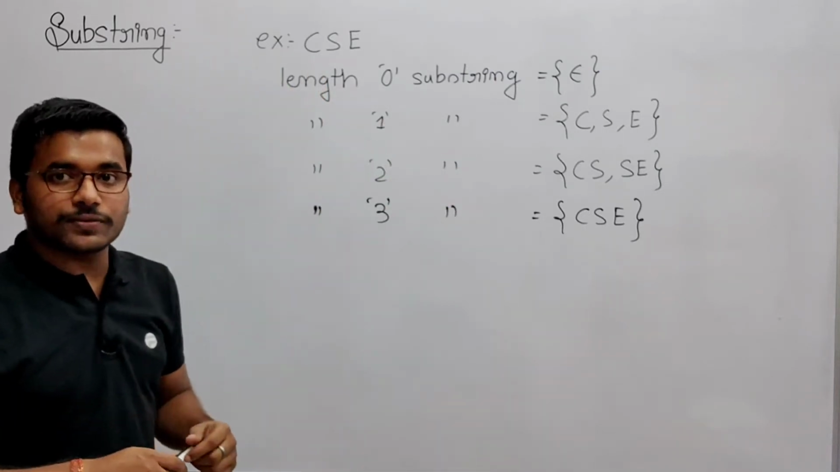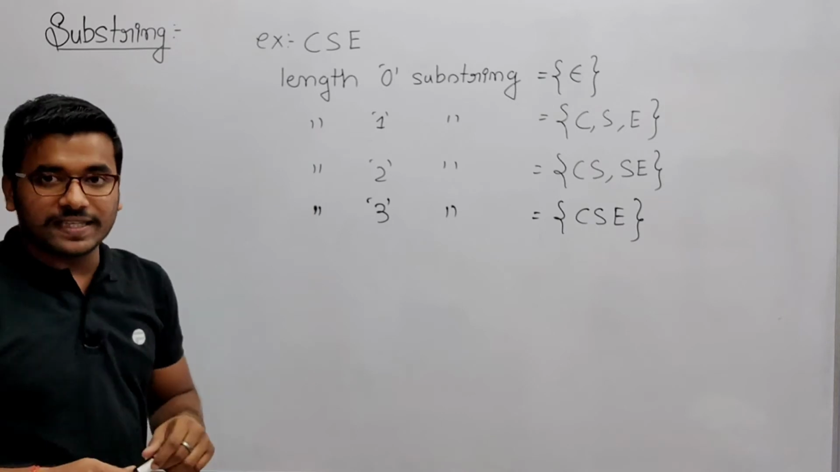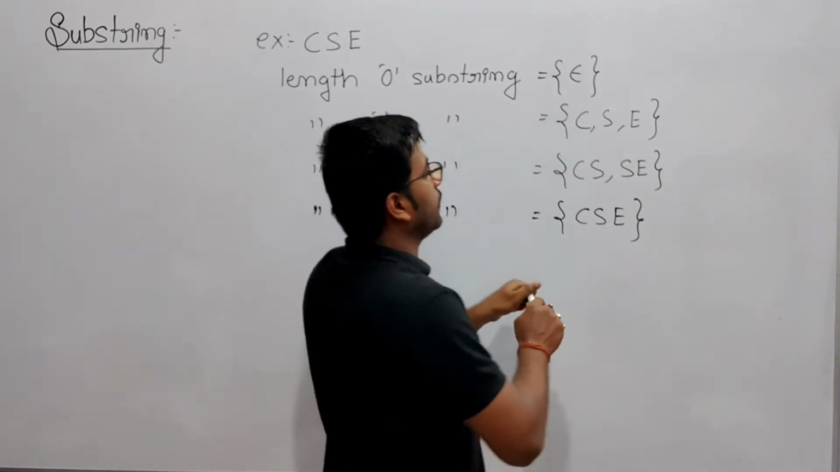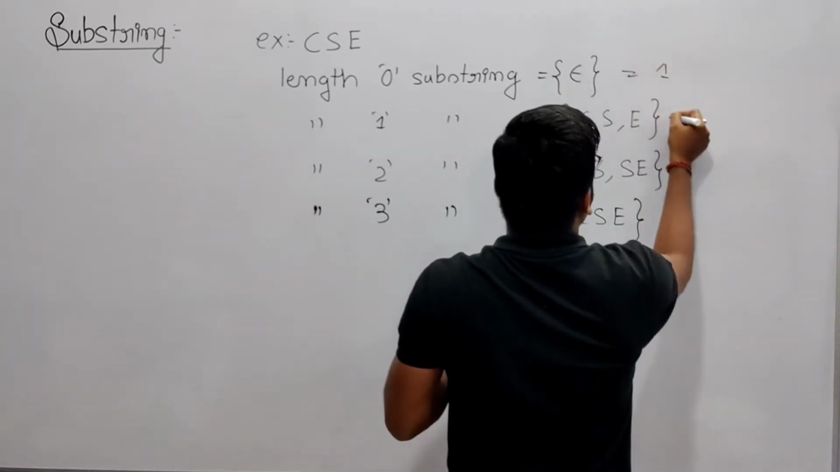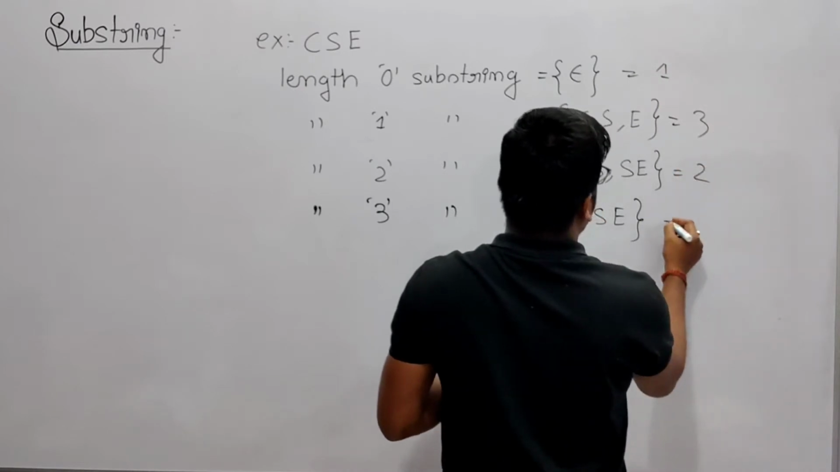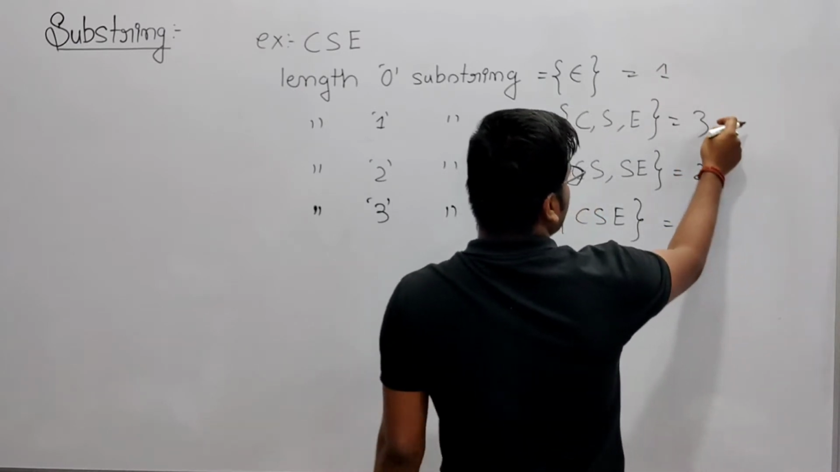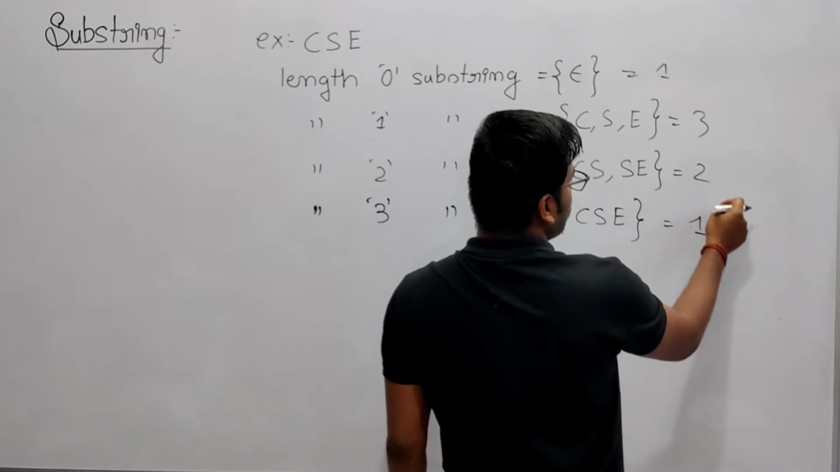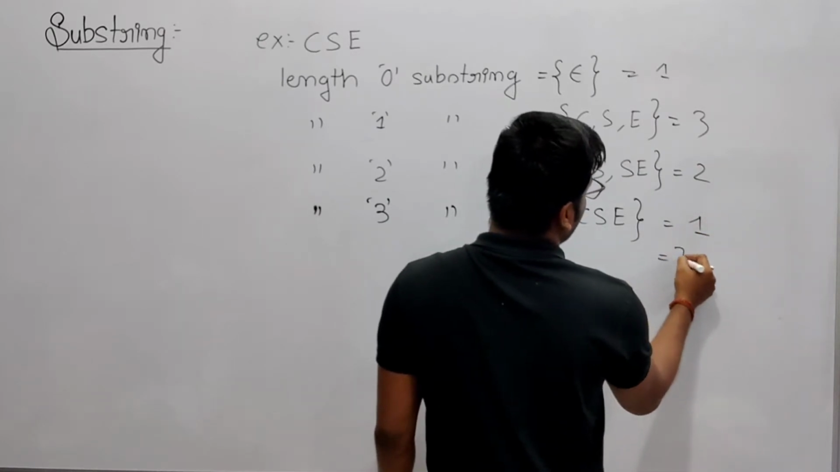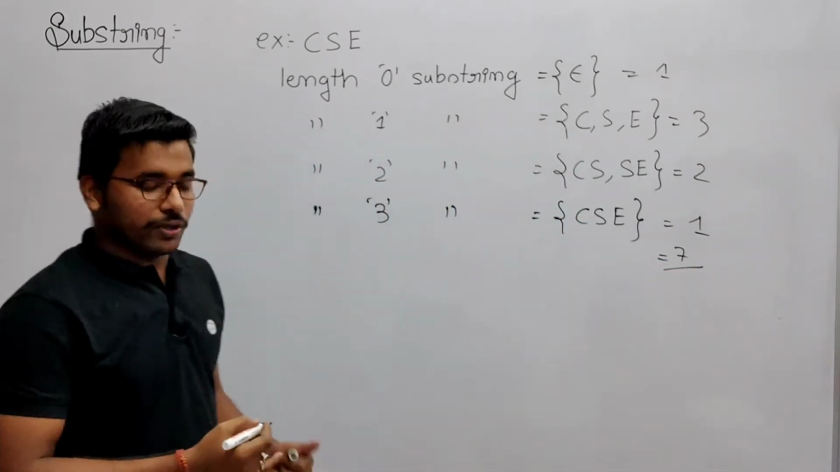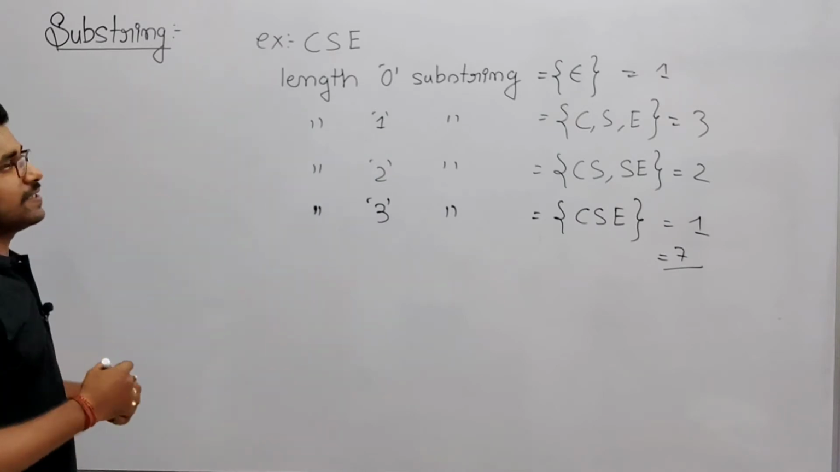So see how many substrings you are getting when you have CSE. Here 1, here 3, here 2. And here again 1. So 3, 1, 4, 6, 7. So total number of substrings you are getting when the string is CSE is 7.